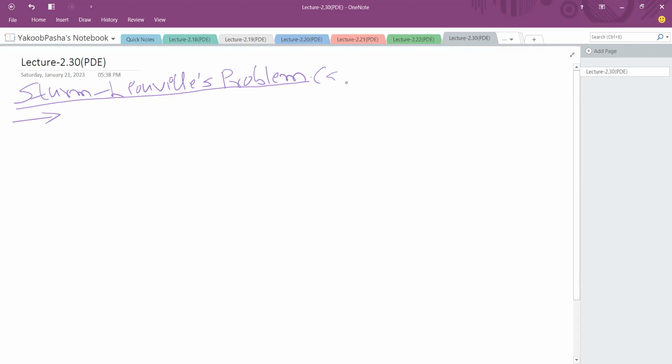It is simply called SLP, the Sturm-Liouville problem. It is a very important topic in SET and CSIR NET. First, we see the definition of SLP, the Sturm-Liouville problem.